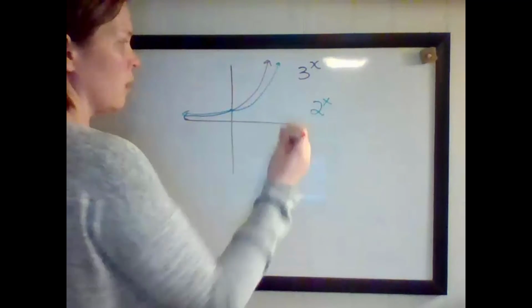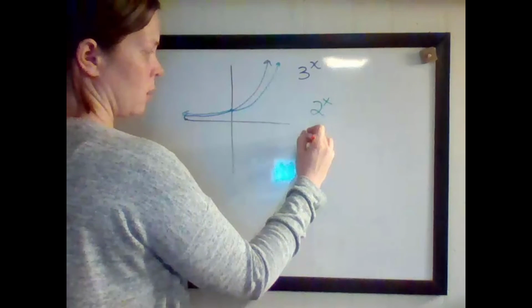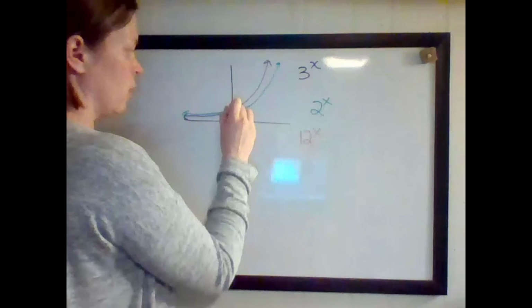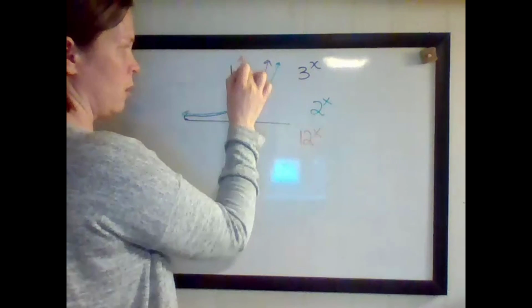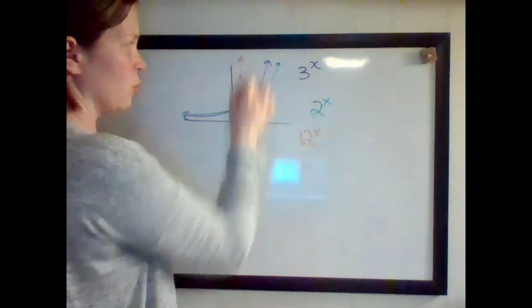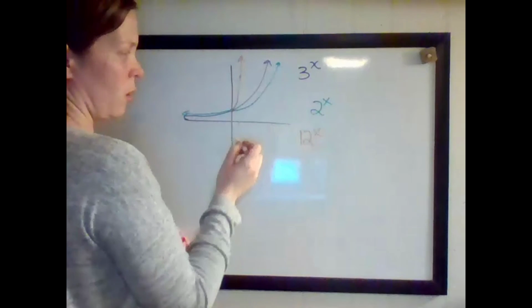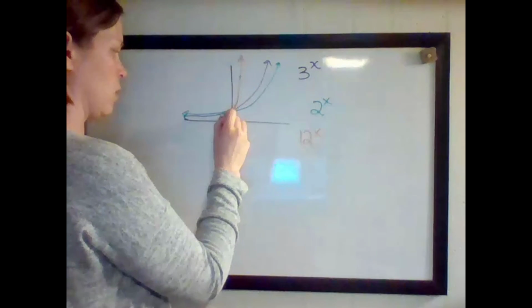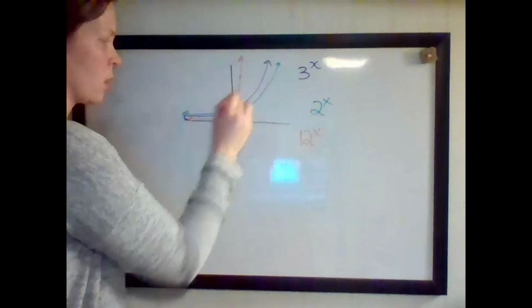And then if we have a really large a, let's just pick something really big like 12 to the x power, then that's going to increase really quickly. Because if you think about it, at x is 1, the y value is going to be a lot bigger. At 2, in this case, it'll be all the way up at 144 versus 9 or 4. And then it's going to get close to that x-axis really quickly, going towards negative infinity.